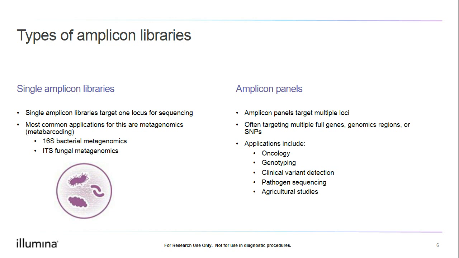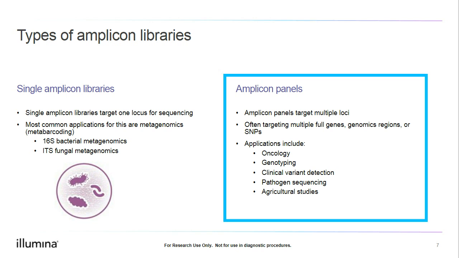The second is Amplicon panel sequencing. Amplicon panels include multiple loci of interest and can be used to sequence full genes, genomic regions, or targeted SNPs and indels. Panels are used in many contexts, including research, genotyping, oncology, pathogen sequencing, and others. Today, we'll be focusing on Amplicon panels for our discussion.